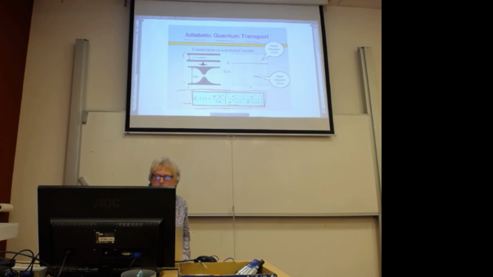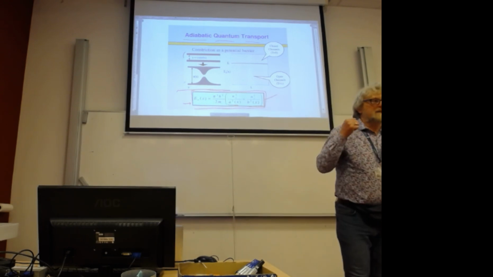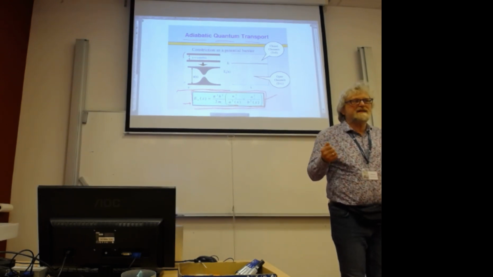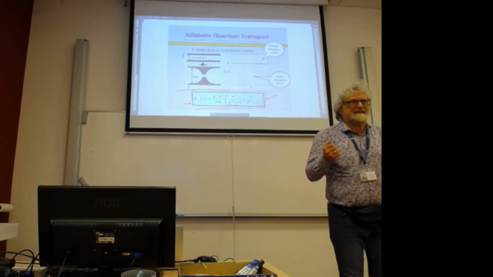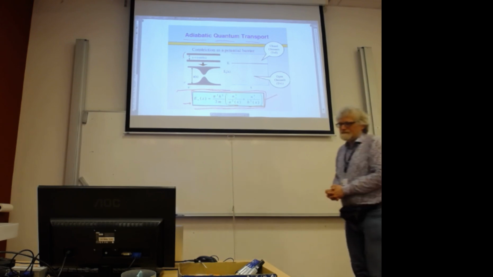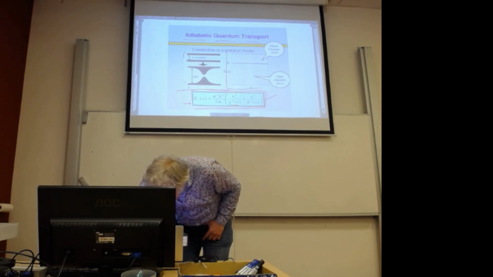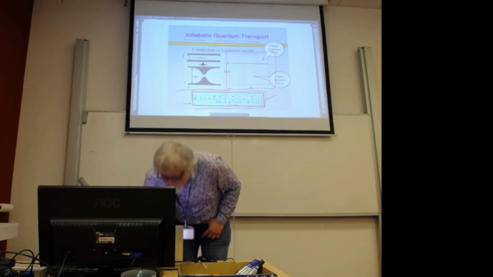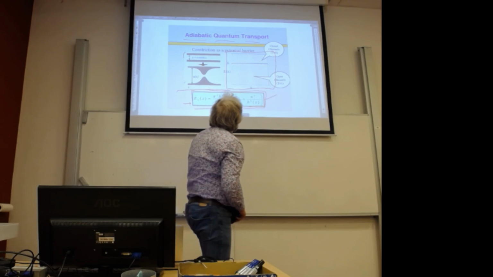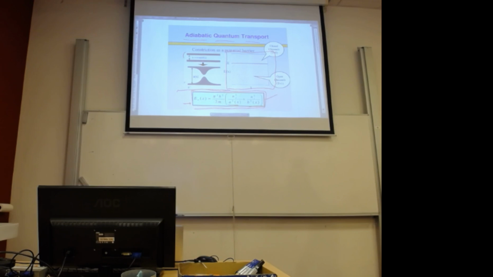Then this energy, which is kinetic energy of perpendicular motion, becomes potential. It becomes potential because it will depend on X. It will depend on coordinate. That's why this right picture arises. The electron sees the constriction as a potential barrier.